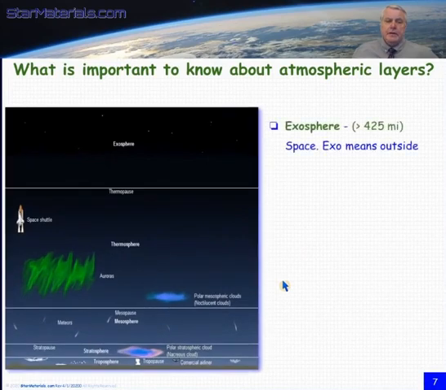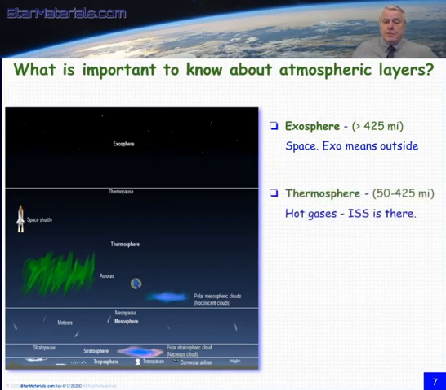Okay, let's talk about the specific parts. The exosphere, exo meaning outside, it's space. The thermosphere, here's the thermosphere. It's where the space shuttle is, it's where the International Space Station is. There's hot gases here, but there's not a lot of molecules of them. So while they're hot, there's not a lot of them.